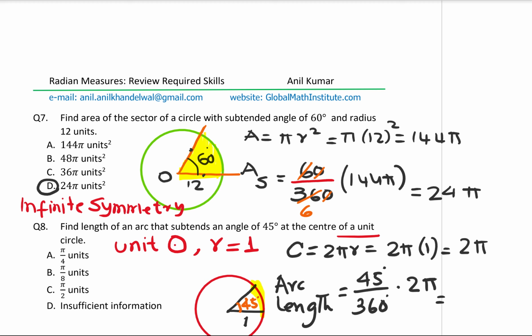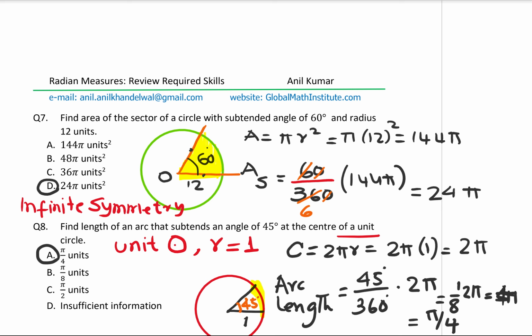So this is equal to 1/8 of 2 pi, right? So 45, you could simplify this, half, quarter, and this is 1/8. So 8 times 45 is 360. So it is 1/8 of 2 pi. 1/4, I'm sorry. 1/8 of 2 pi is equal to, let's just push this page a bit, equals pi by 4. So pi by 4, which is option A, is the right answer.